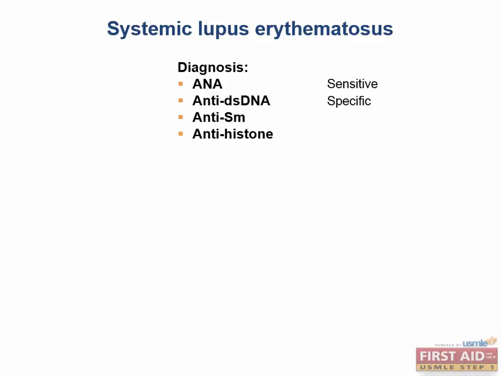Similarly, the anti-Smith antibodies are very specific for the disease. If you're questioning if a patient has lupus and don't think you can go off clinical evidence alone, ANA positivity usually is good to help guide your diagnosis, but double-stranded DNA and Smith antibodies really confirm your suspicion.